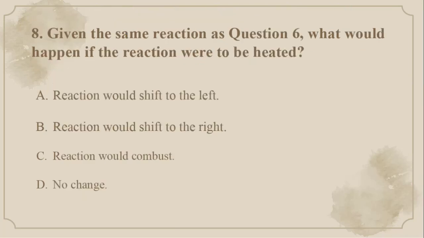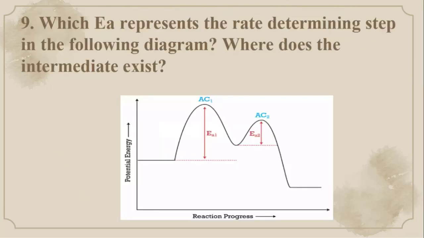Clear? Cool. So now we have 9. So we're on kinetics now. Which EA represents the rate determining step in the following diagram? And where does the intermediate exist? So there is an EA. Yeah. So a higher activation energy.